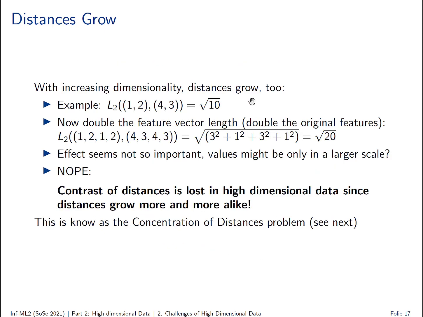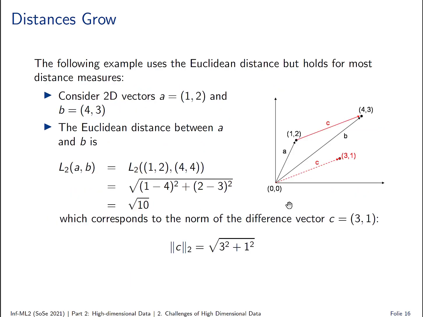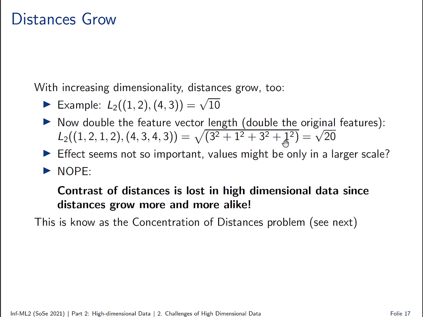Everything's fine. But now what actually happens if we increase the dimensionality is, of course, that the distances grow too. So if we just double the feature vector length, we take the original feature vectors (1, 2) and (4, 3) and just pump them up, double them, so to say. So we have (1, 2, 1, 2) now, and (4, 3, 4, 3) now. Now we get double the length of the original feature vector. So we have now a square root of 20 instead of a square root of 10 as before. So obviously just doubling the size of the feature vectors means that we somehow double the size of the distance values, so to say.